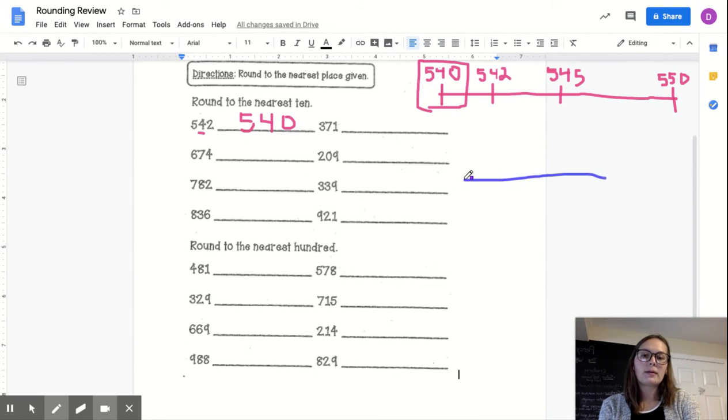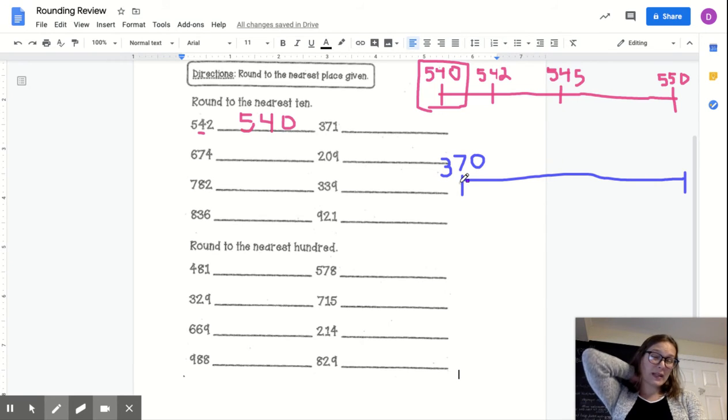371. All right, I'm going to put my chart out. 371. What are the two tens that surround 371? Now, I don't even have to look at the 300 right now. I can use 71 if that makes it easier for me. I know that 71, the number that ends in 0, really close to that, is 70. But I am working in the 300s, so I have to plop my 300 in there. And then if I were counting by tens, 50, 60, 70, 80. But again, I'm working in 300.